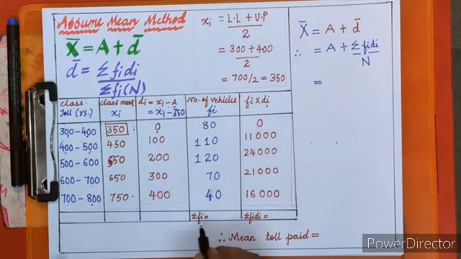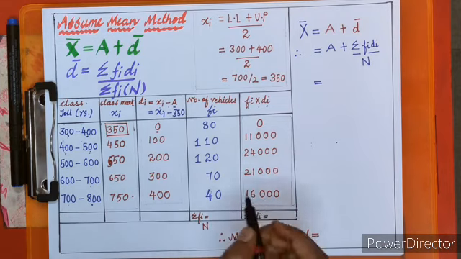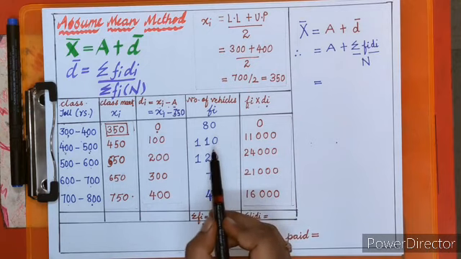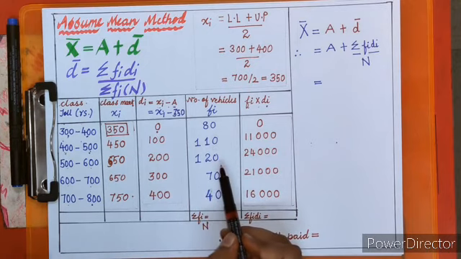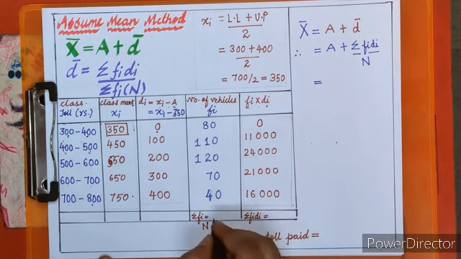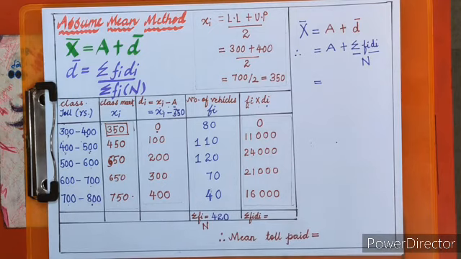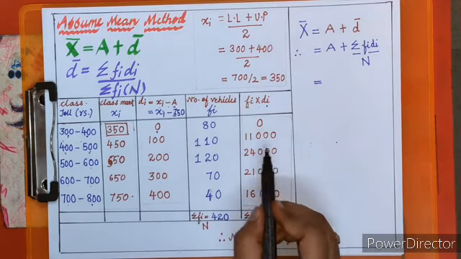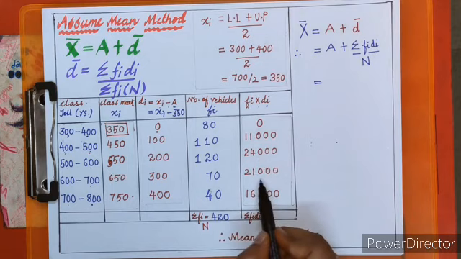Now your next step is the summation of frequency, that is your capital N. It gives you 80 plus 110 plus 120 plus 70 plus 40. The addition is 420. Now the addition of the last column is 11,000 plus 24,000 plus 21,000 plus 16,000, which is 72,000.